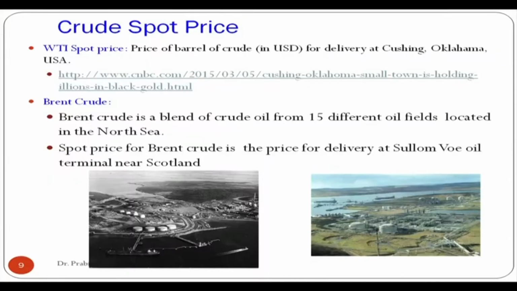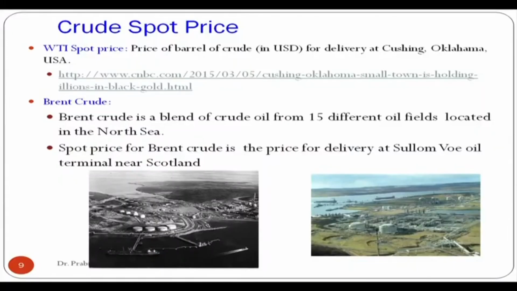Similarly, what is a Brent crude? In a couple of slides before, I mentioned the word North Sea Brent. So Brent crude spot price indicates a blend of crude oil from 15 different oil fields located near the North Sea, and the spot price for Brent crude is the price for delivery at the Sullom Voe oil terminal near Scotland. So the price prevailing for oil buying and selling at that oil terminal near Scotland is the spot price prevailing for the North Sea Brent.